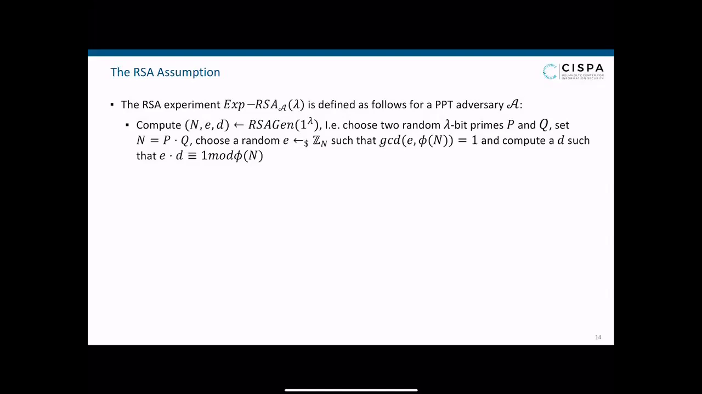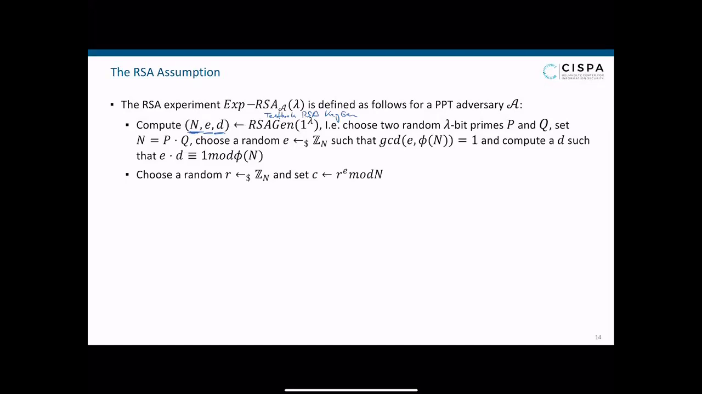Consider the following experiment. First, we generate an RSA modulus n together with this E and D, right? E times D is congruent 1 modulo phi of n. This is just the textbook RSA keygen. So what I write as RSA gen here is just textbook RSA keygen. I mean, I wrote it down here.